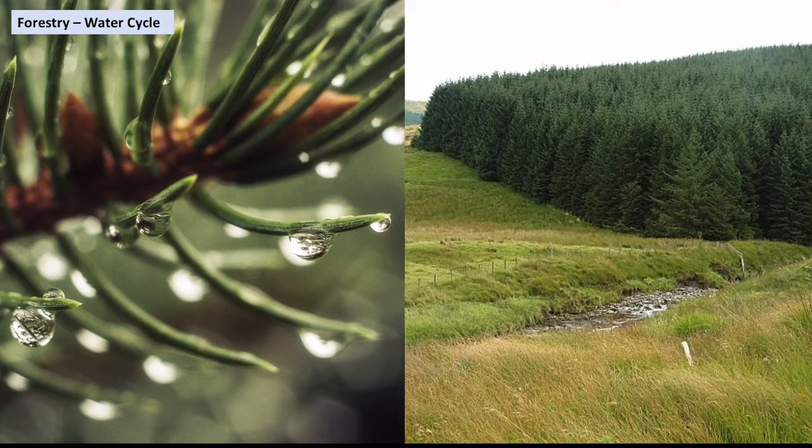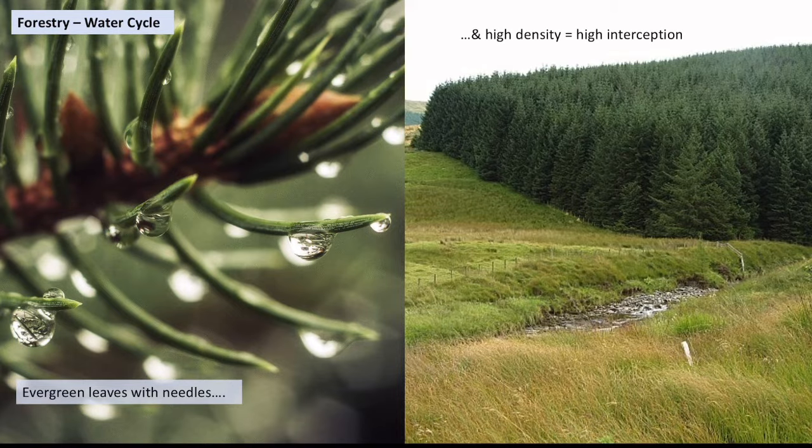If we continue on the idea of the water cycle and how forestry affects it, it's not only actually the trees and interception rates. We've already said that evergreen leaves with their needles and the density is going to cause a lot of interception, but that obviously affects the rivers around it. If I've got lots of interception, lots of water being used by the trees, being absorbed by the roots, that means it's going to take actually a lot longer for that water to get to the river.